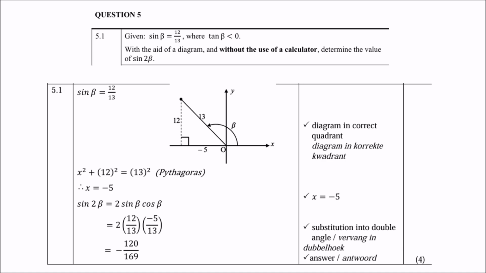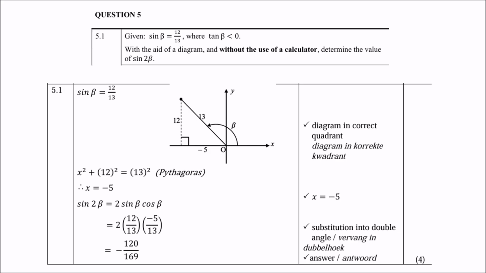So what does that mean? It means negative. So two important things. Sine of beta is positive 12 over 13. Tan of beta is less than 0, negative. So those two given things are very important because they are going to guide you in determining where to place your diagram. So with the aid of a diagram and without the use of a calculator, determine the value of the sine of 2 beta. Now be careful, people. If they say without a calculator, that means the answers cannot be presented as a decimal. So that you must remember.